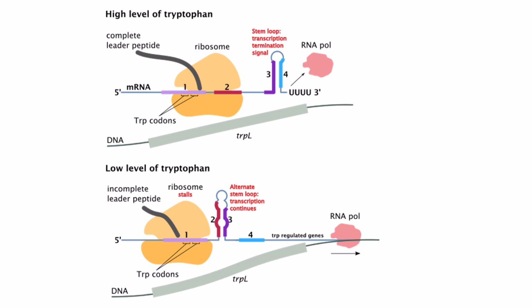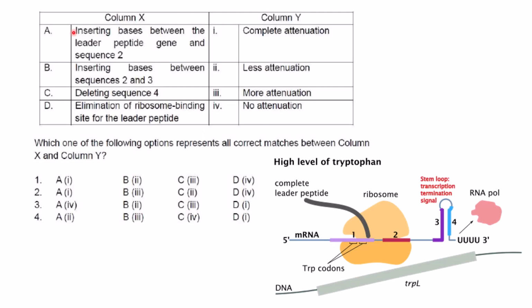Now see the options. So inserting bases between leader peptide gene and sequence 2. So somewhere over here you insert a few bases. Now upon insertion of these few bases, what will happen is the 1 and 2 sequences will be separated away. That is, the spacing between them increases.